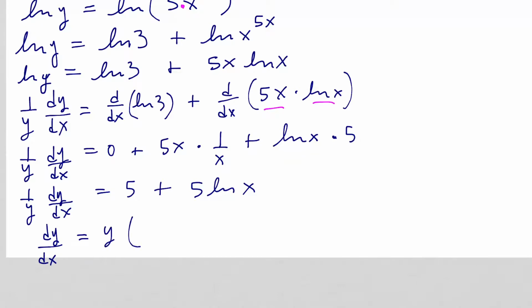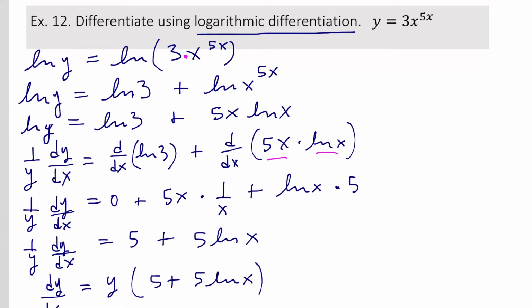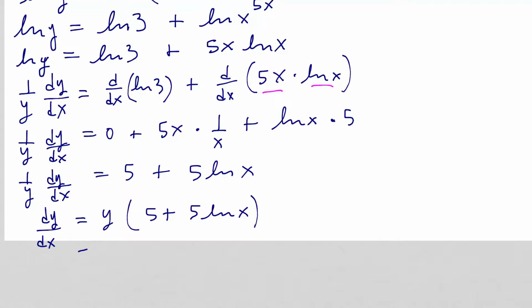So my y will be here now. But I know what y is from up here. y is 3x to the 5x. So I put that here. 3x to the 5x, times 5 plus 5 ln of x. All right, I'm done. This is my derivative using logarithmic differentiation.